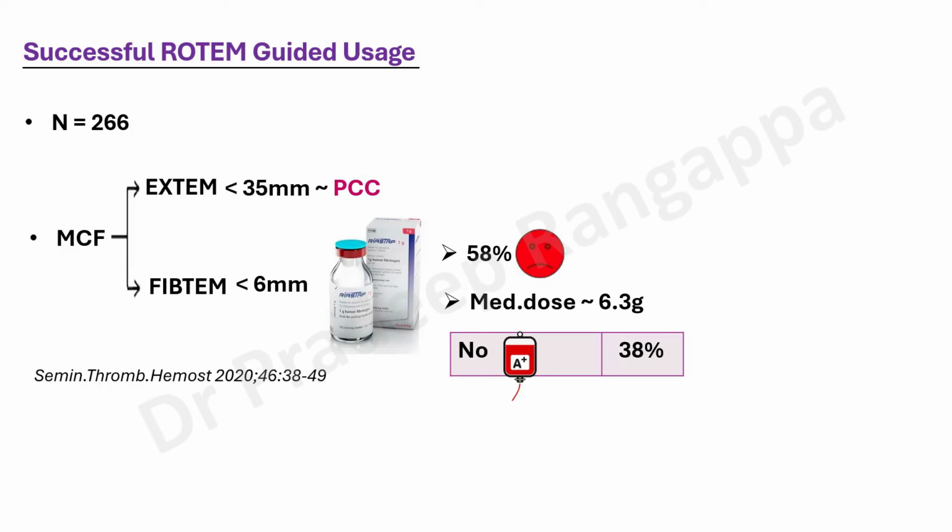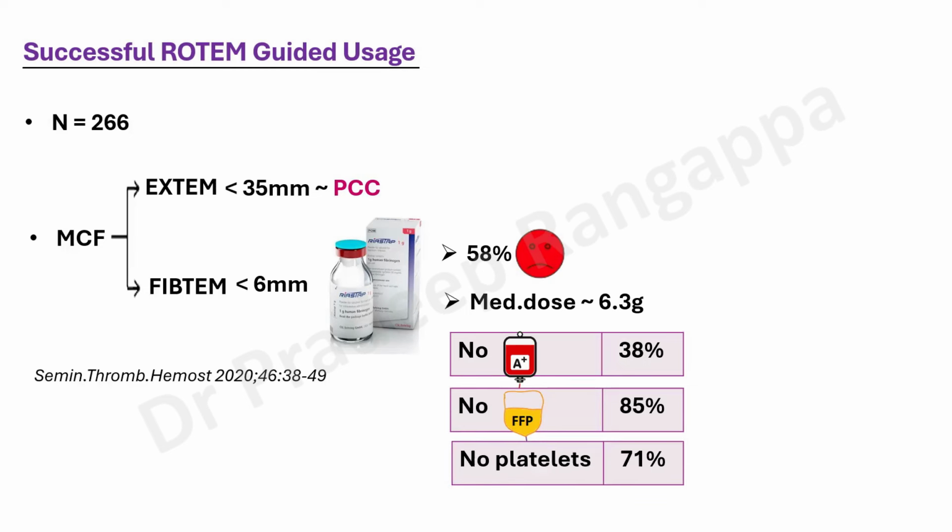And what did they find? 38% of the patients did not need any blood transfusion if they were given pre-op fibrinogen concentrate based on these ROTEM studies. And 85% did not need FFP, and 71% did not need platelets. So basically, all these studies show that you do a pre-operative ROTEM, determine that the pre-op fibrinogen levels were low, and act upon it by giving fibrinogen concentrate. You could avoid blood transfusions, FFP, and platelets in a significant way, is what they showed.